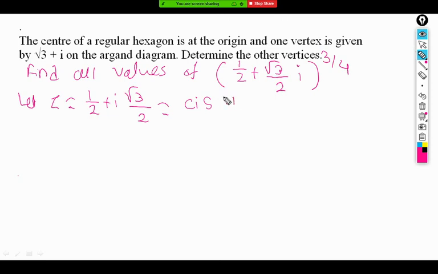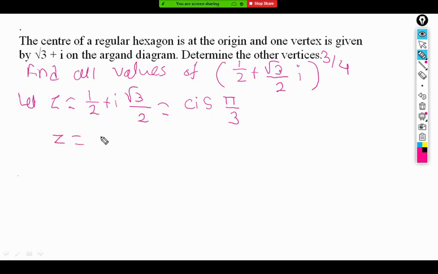Cis pi by 3 means cos pi by 3 plus i sin pi by 3. Remember, r is coming as 1. r is the root of x square plus y square. So you will get r as 1, theta as pi by 3. So this is step number 1, we get a polar form. Step 2, we are going to write it in a general polar form.